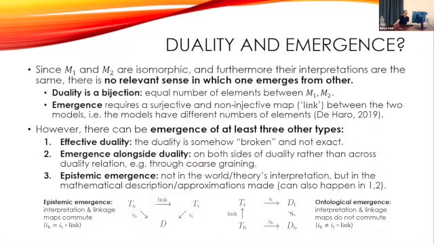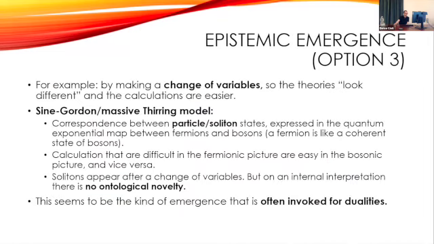Now let's look at the third idea, epistemic emergence. To give an example, sometimes we make a change of variables in some theories so that the theories look different and maybe even the calculations are easier. But such a change of variables need not necessarily be a case of emergence. It could be simply a matter of our convenience that it's easier for us to do calculations, but the change of variables doesn't really have any import on emergence. So at best, there is an epistemic notion of emergence, where it is really the way we describe the theory, the variables that we use to describe the theory, but not what is going on in the world.